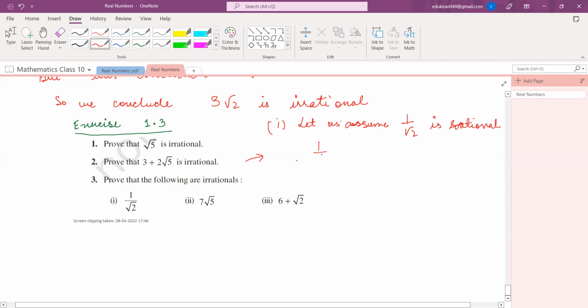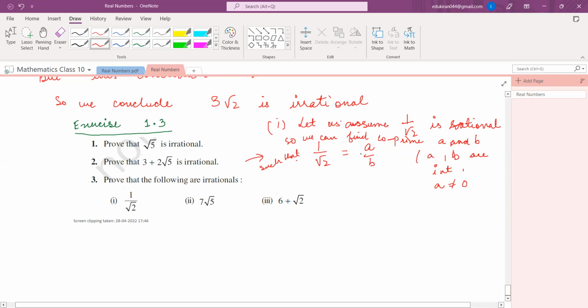Now I can write 1 upon root 2 in terms of a upon b, where a and b are co-primes. Just so we can find co-primes, write this line: so we can find co-primes A and B such that 1 upon root 2 is equal to A upon B. Obviously, A and B are integers, and A is not equal to 0. B is not equal to 0.